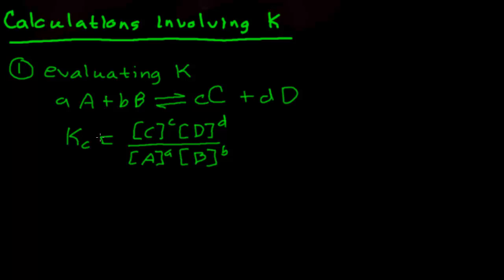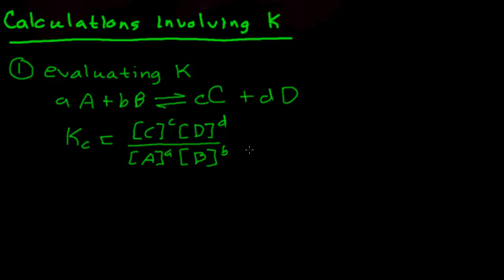We already know how K is defined, so this is just a reminder. This is for a general reaction, little a moles of A reacting with little b moles of B, in equilibrium with c moles of C and d moles of D. The lowercase letters represent whatever stoichiometric coefficients you need to balance this reaction, and the capital letters stand in the place of formulas for different substances. This is how Kc is defined, products over reactants.